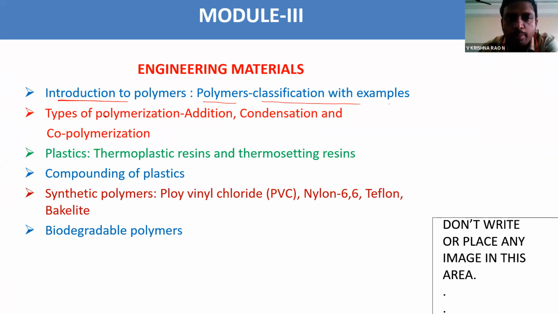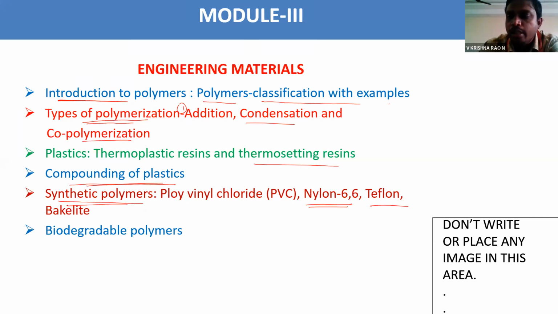Next, types of polymerizations. We have addition, condensation, and copolymerization. And plastics. In the plastics we have thermoplastic resins and thermosetting resins. Compounding of plastics, synthetic polymers. In the synthetic polymers we have polyvinyl chloride, PVC, nylon 66, Teflon, and Bakelite. This is the synthetic polymers, and the biodegradable polymers by using the microorganisms.